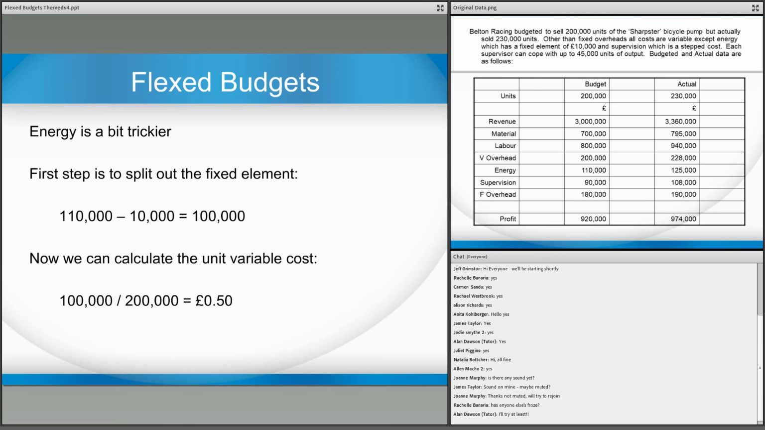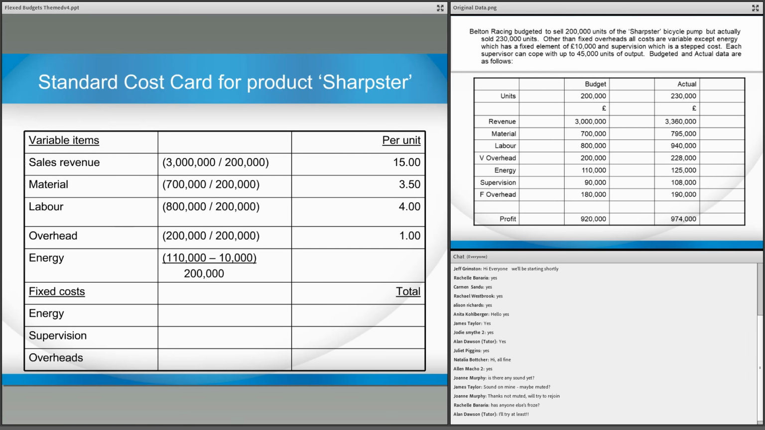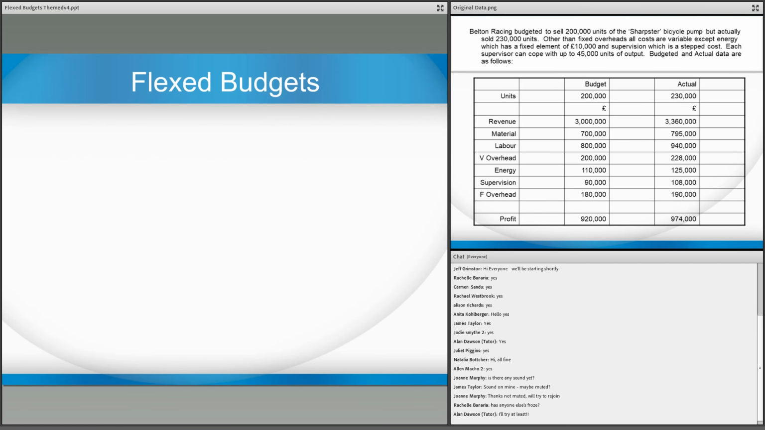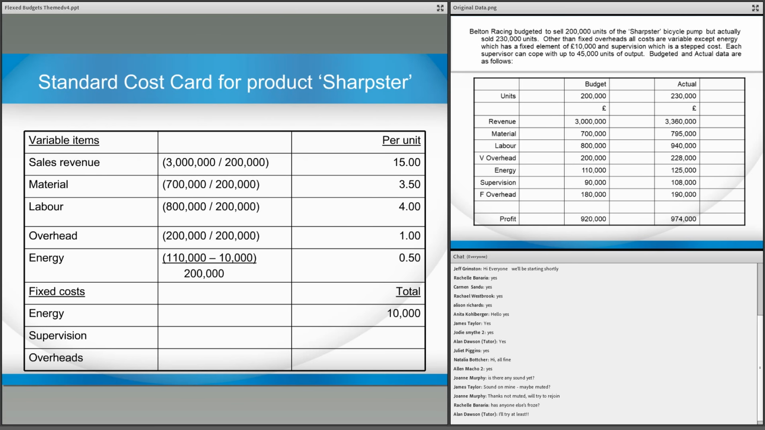So energy we've split. Let's put that onto our cost card next. 50 pence per unit variable cost, and then next thing we'll do all of the fixed costs. So there's our energy 10,000. Supervision we were given. Now supervision we weren't given. This is another tricky one. We're given that it's 90,000, but we will have to do some working with that in a minute. Other overheads were given as 180,000.